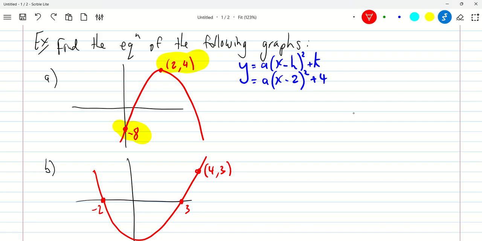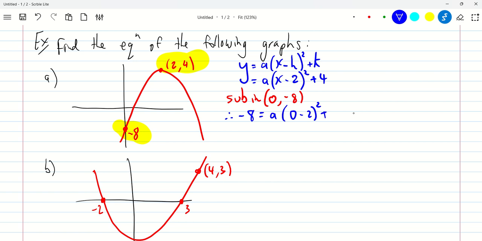So what we're going to do is sub in x equals 0, y equals -8, and that's going to help us to solve for the value of a. So let's do it. My y value is -8, which is equal to a(0 minus 2) squared plus 4. Therefore, we have -8 equals 0 minus 2 is -2, 2 squared is 4, so that's 4a plus 4.